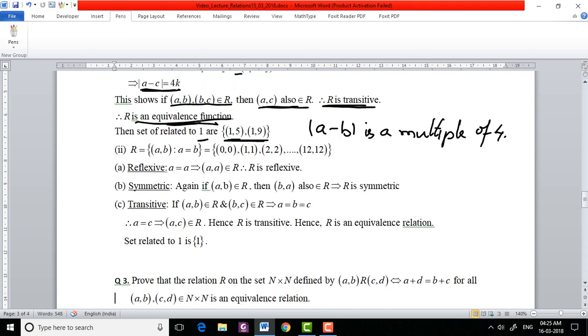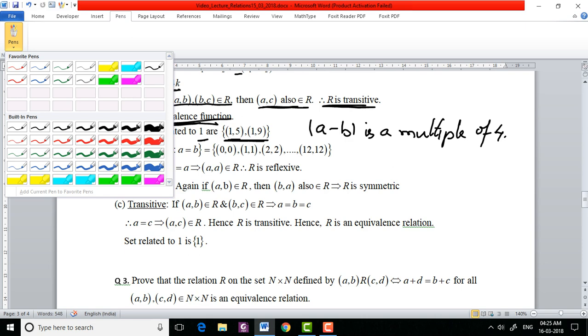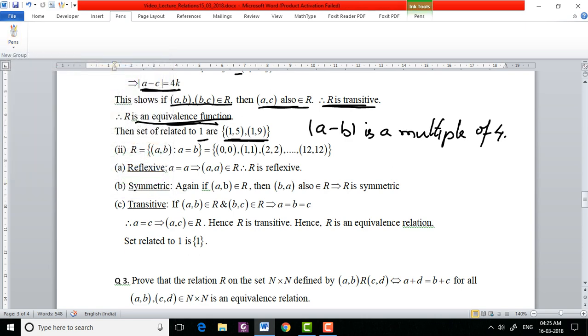The second question is rather easy. It says that the relation R is defined such that it contains elements of the form (a, b) such that a is equal to b. So in this case it will contain elements (0, 0), (1, 1), (2, 2), and so on till (12, 12).